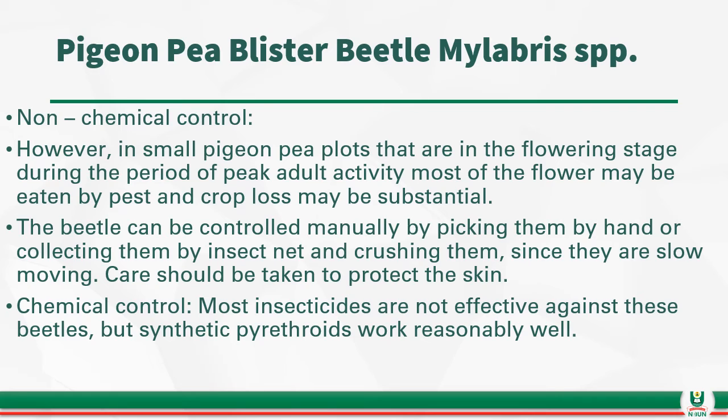You can also control these insects by picking them manually. When you see them, you pick them, or you use an insect net to catch them, because they are usually slow moving. You can catch them by hand, just make sure you protect your skin when you're doing this. And the chemical control of this insect is by using synthetic insecticides, and this works on the beetles reasonably well. They help to control the beetle population.